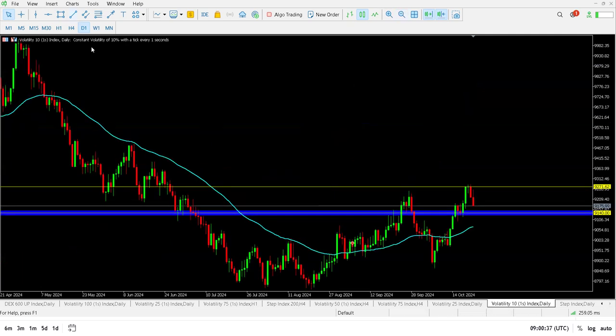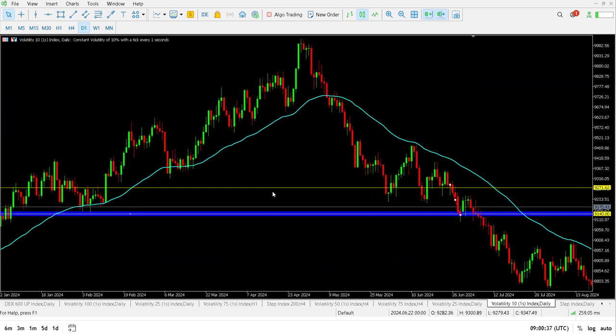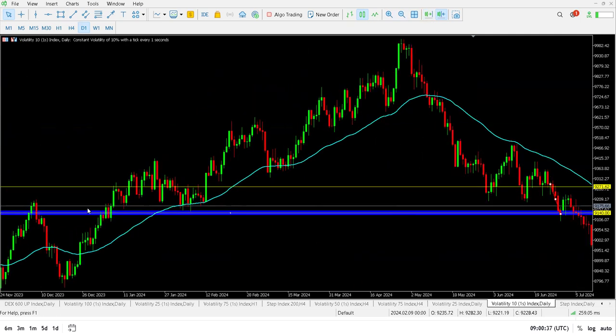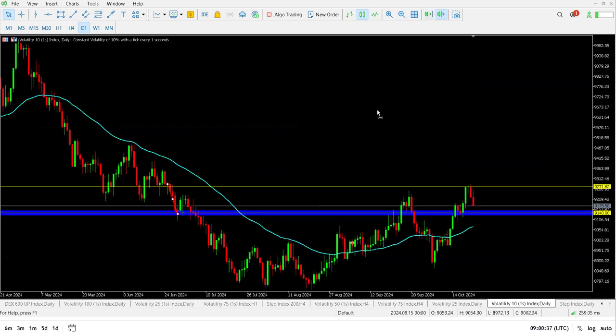So just like we did right here, you can see we tapped into the level from the upside, rejections from the level, and then buying from the level. If we take this a little bit further behind, right here, buying from the level. So I pretty much expect for the same thing to play out right here.